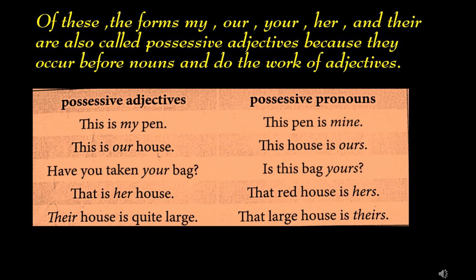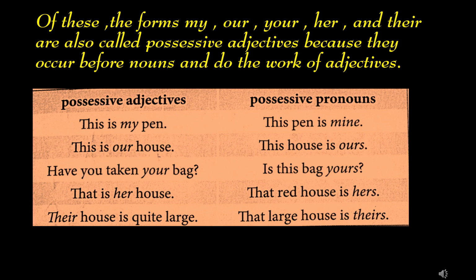Of these, the forms my, our, your, her, and their are also called possessive adjectives because they occur before nouns and do the work of adjectives. Possessive adjectives are used before nouns and do the work of an adjective. The possessive adjectives are my, our, your, her, and their. Let us see the examples.